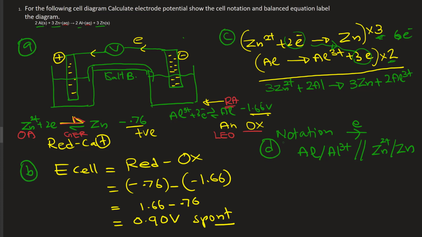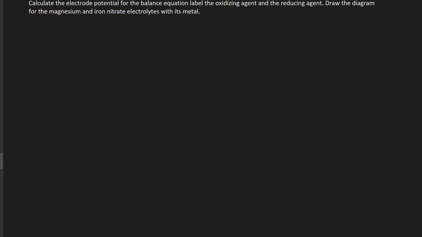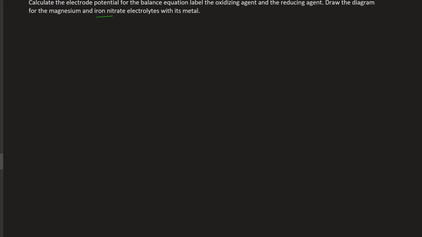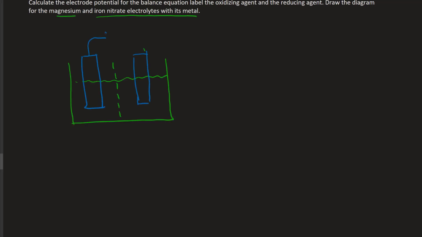So let's look at the other question. This one also we're going to look at four different things: the diagram first, then the calculation, then the balanced equation, then the cell notation, right? A, B, C, D, four-pronged.